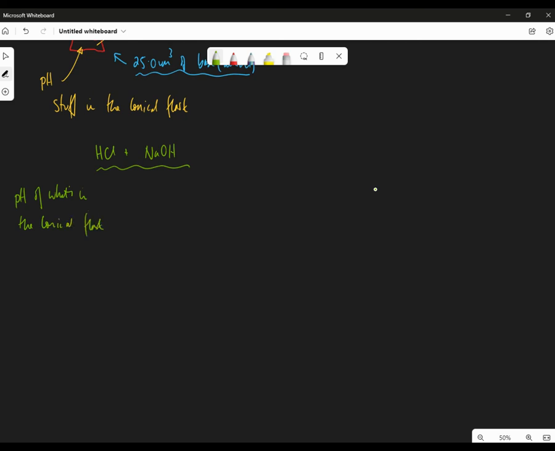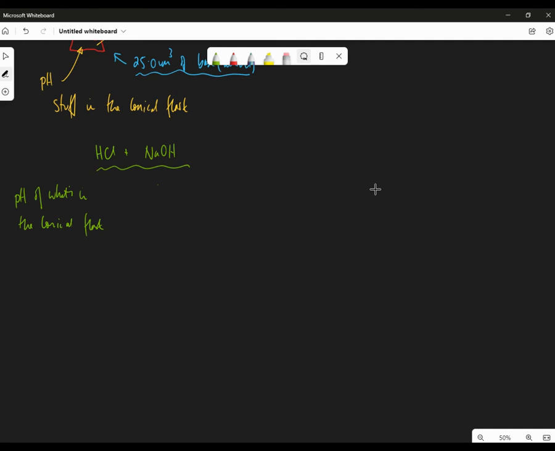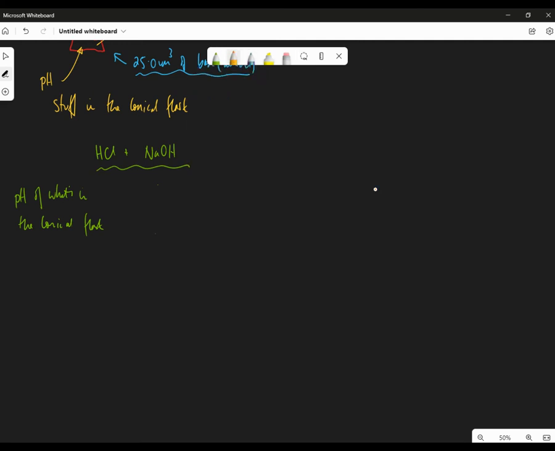Okay, so let's draw. Oh, I can't draw it. I can't use the ruler yet. It's not there apparently. Look at that. You click on the, oops, click on the ruler. The ruler's coming soon. All right. So let's put this color. It's a nice color.